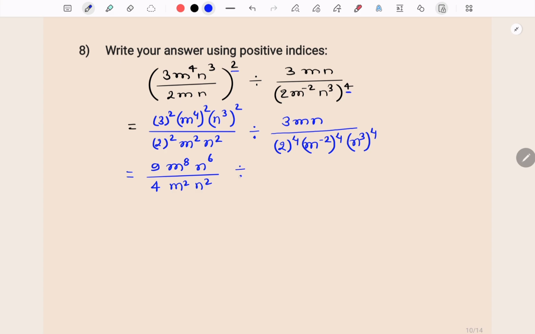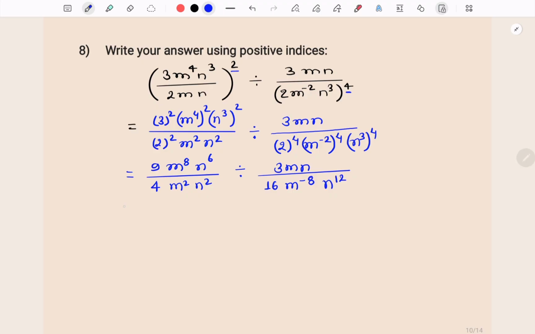This sign of division. Then we have 3mn over 2 raised to the power 4. 2 raised to the power 4 is 16. Then we have m raised to the power minus 2 all raised to the power 4. Power of a power. Let's multiply the indices. This will be negative 8. And again we have power of power. 3 multiplied by 4 is 12. Alright.